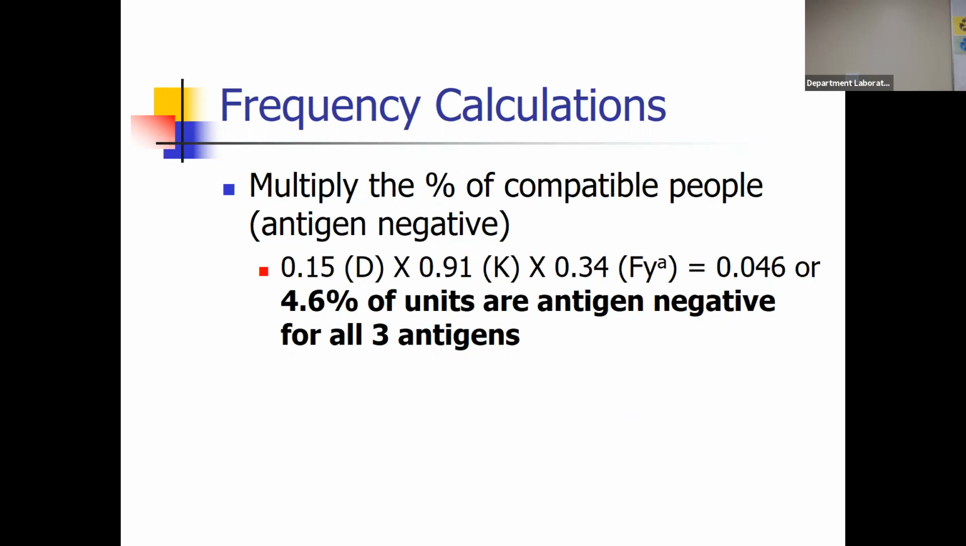If it doesn't mention ABO at all, if it just says what percent of the population, don't worry about ABO. Don't figure it in your calculation. But if it says what percent of the A population would be compatible and antigen negative for this patient, then you need to consider your ABO in it. All right, so your instructions will be very specific.